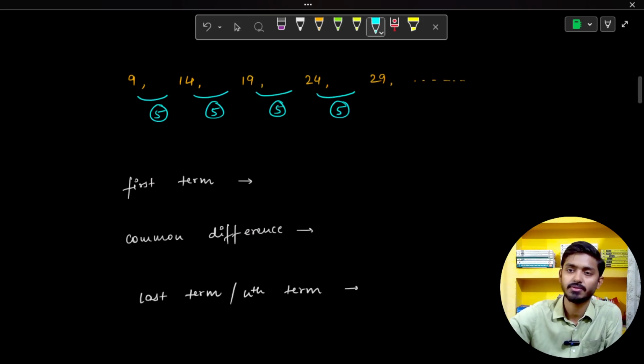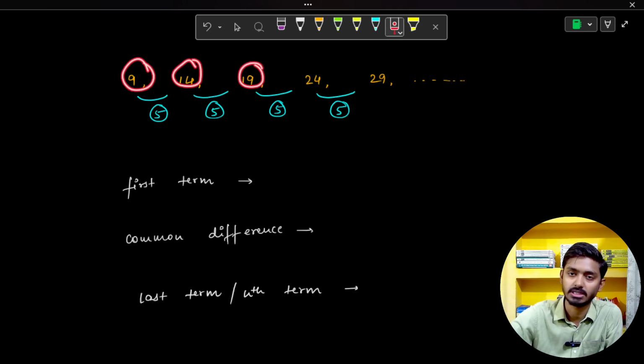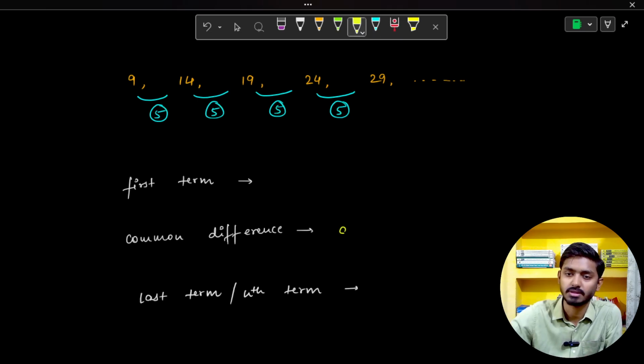So as you can very clearly observe, 9, 14, 19, 24, 29. These are the questions generally you solve in reasoning. You observe that the difference between these numbers is 5, or shall I say common difference is 5. Common difference is represented by D. Over here, the common difference is 5.